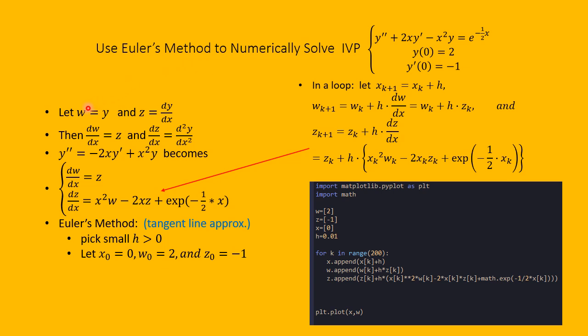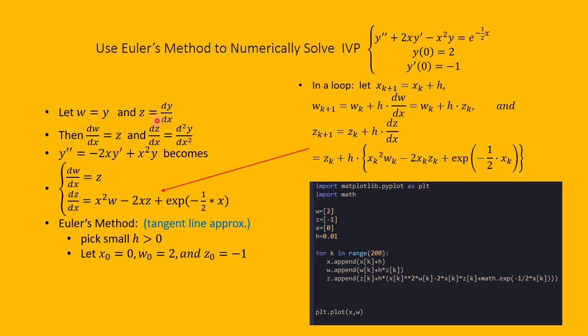First of all, let's let w equal y, and let z be the derivative of y with respect to x. Well, in that case, if we differentiate this with respect to x, we get the derivative of w with respect to x is the derivative of y with respect to x, but the derivative of y with respect to x is equal to z.